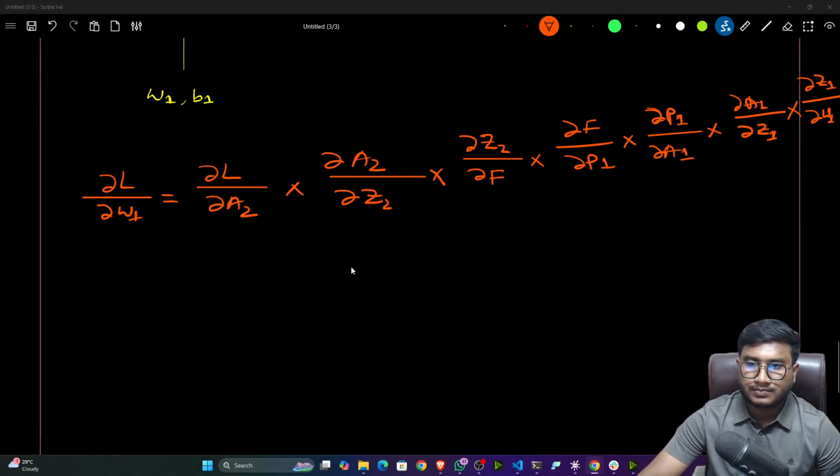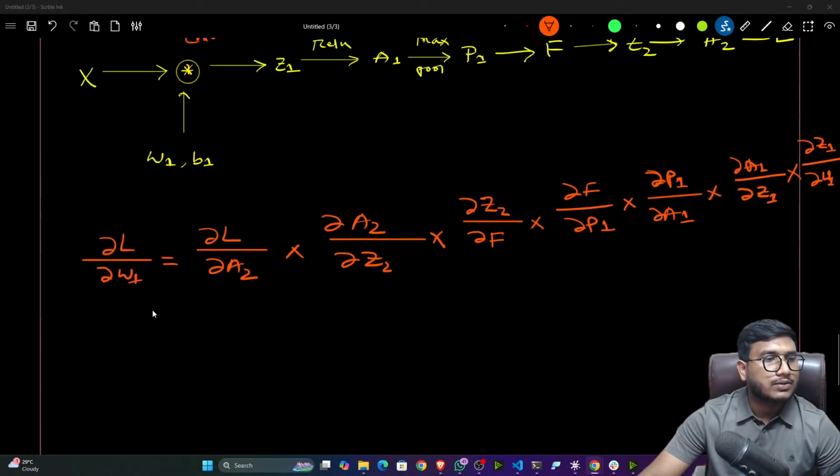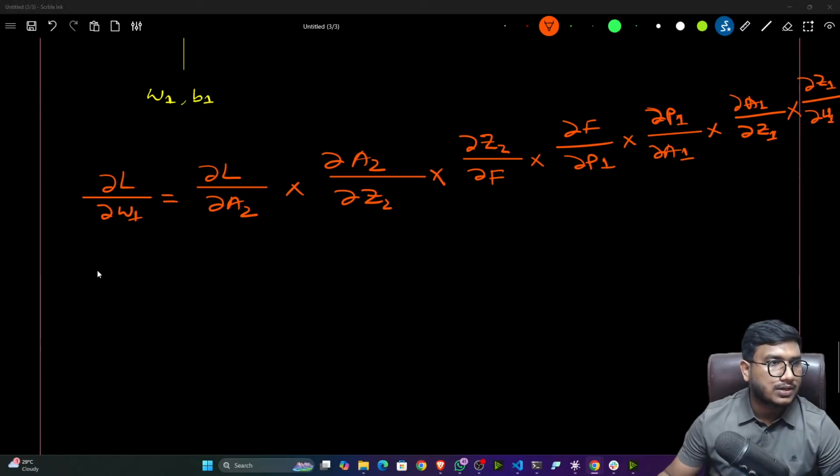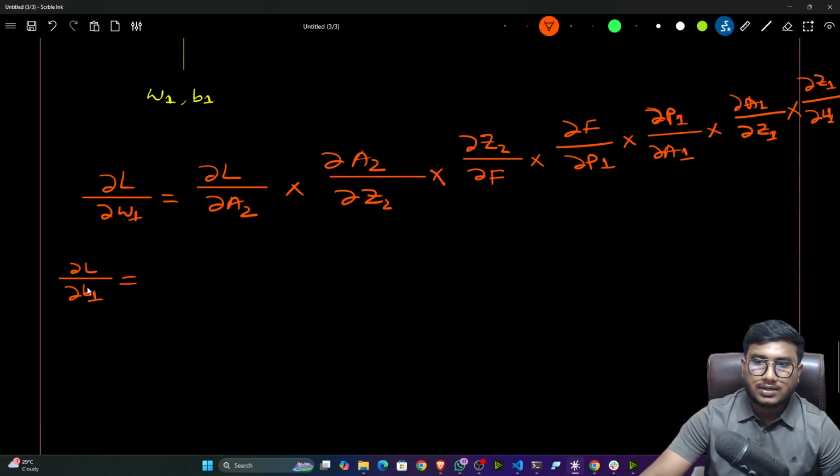Now what about for the B1? Okay, let's try to also do it for the B1. So here I will just write derivative of loss with respect to B1 is equal to. So again, you can start from here.